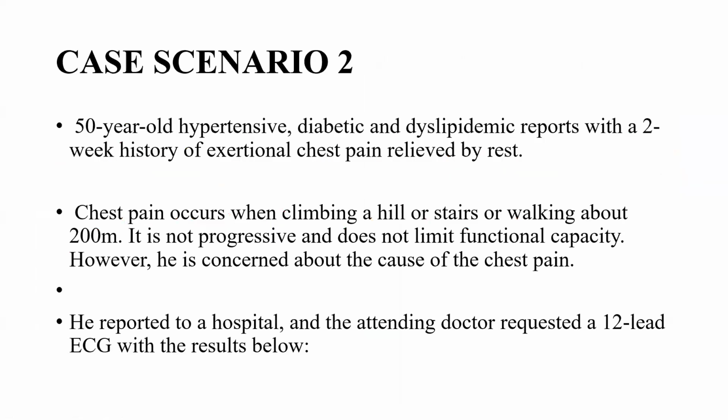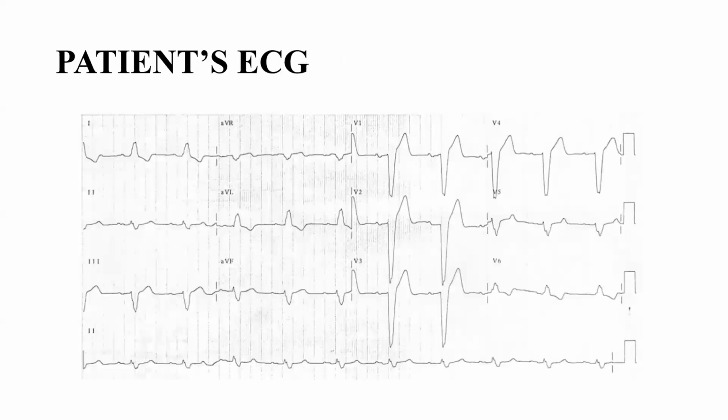So this is the next scenario. A 50-year-old hypertensive, diabetic, and dyslipidemic reports with a 2-week history of exertional chest pain relieved by rest. Chest pain occurs when climbing a hill or stairs or walking about 200 meters. It is not progressive and does not limit functional capacity. However, he is concerned about the cause of the chest pain. He reported to a hospital and the attending doctor requested a 12-lead ECG. So this is the 12-lead ECG.